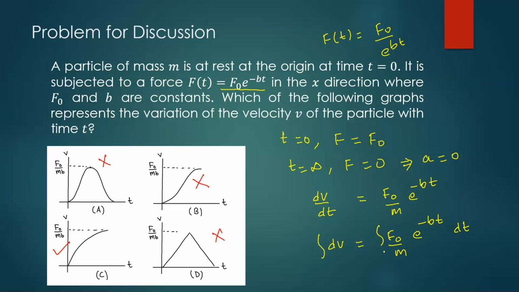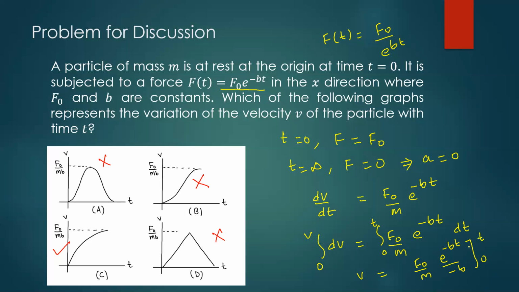So it is starting from rest at t equal to 0. So at time t, we want velocity. So the left hand side is anyway v. On the right hand side, if you see F naught by m, the integral of this is e to the power minus bt, and then you divide by minus b, and then substitute these limits.